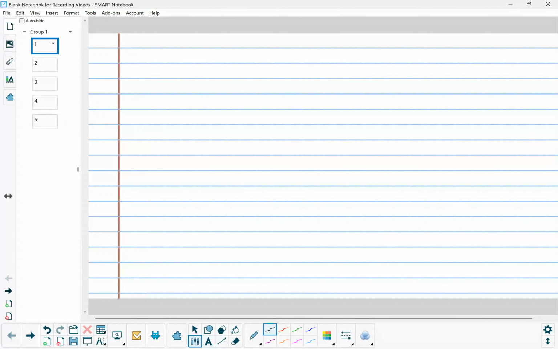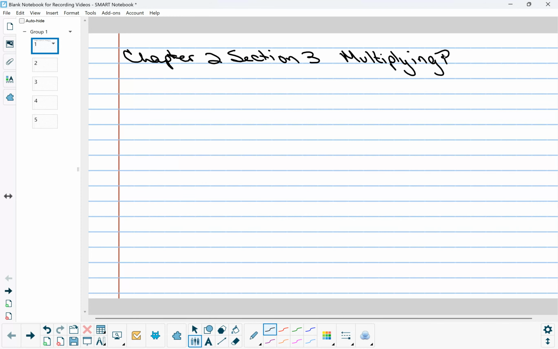Okay, so this is chapter 2, section 3, multiplying radical expressions. And so there's a couple of things that you need to know here.